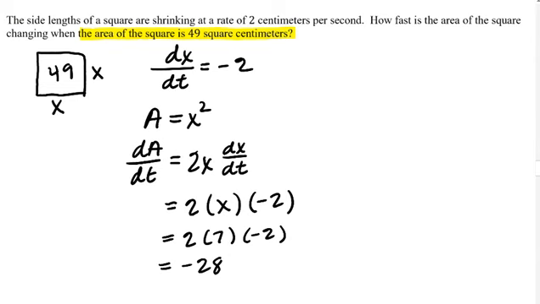Okay, the units, if you needed them, would be the units of area divided by the units of time. So the units of area will be square centimeters, and the units of time that we're using right now are seconds. So it's square centimeters per second.